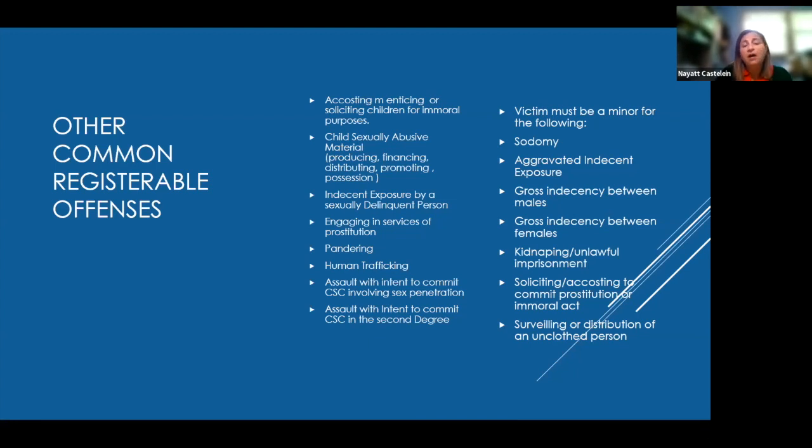So for the following offenses, though, you do have to have a minor victim for them to be registrable. The first one is sodomy. It's only registrable with a minor victim. Aggravated indecent exposure, gross indecency between males, gross indecency between females, kidnapping and unlawful imprisonment. There is an exception for parental kidnapping, but if it's a kidnapping charge with a minor victim, it is registrable. And then soliciting or accosting a minor to commit prostitution or an immoral act. And then surveying or distribution of an unclothed person is also a registrable offense.